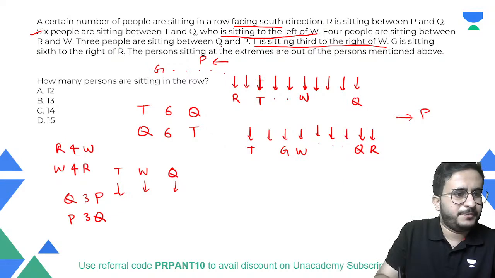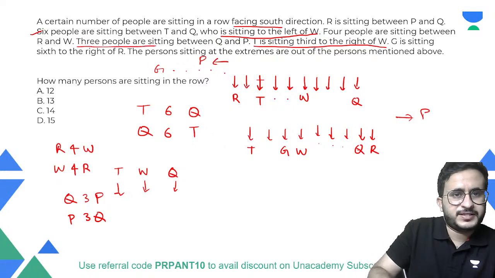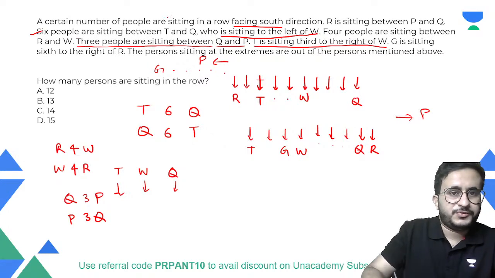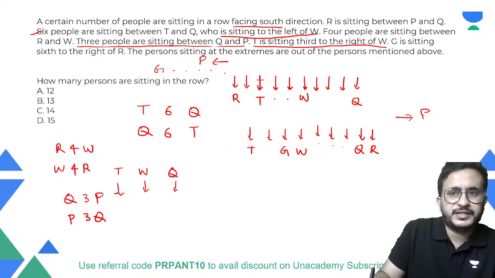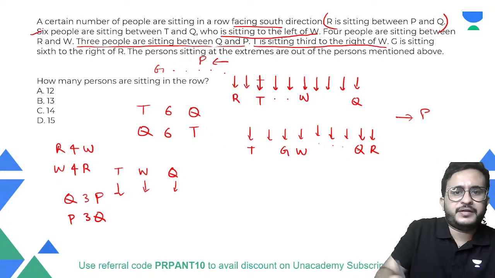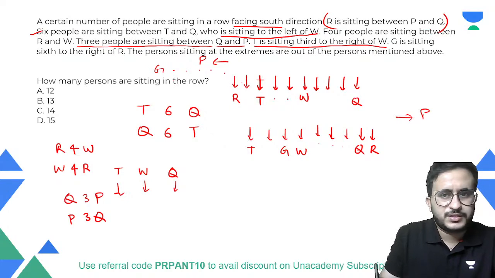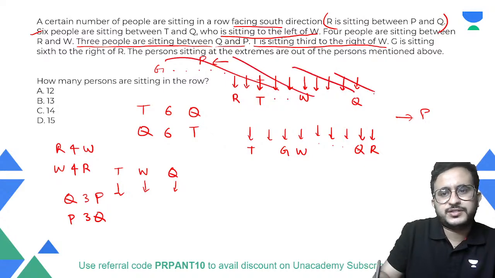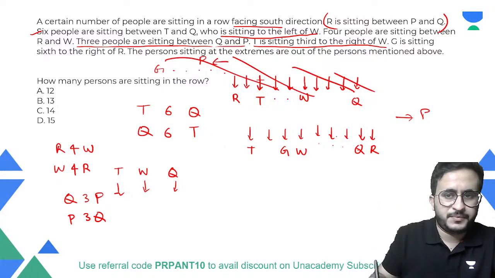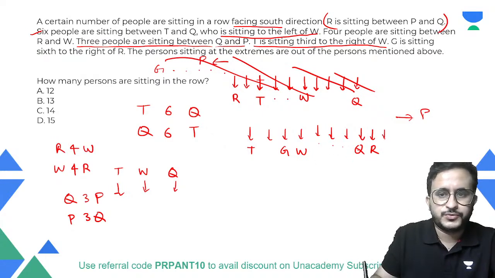Three people between Q and P, right? This is the information that was missing thus far, meaning we had not used it. Now three people between Q and P. If you take Q and P here, three people, then as per the information that R is sitting between P and Q, R will not be between P and Q, right? Because P cannot come here. So that means this case is not possible. Now three people between P and Q, so P cannot be on this side. So P will be this side. One, two, three, and this will be P.